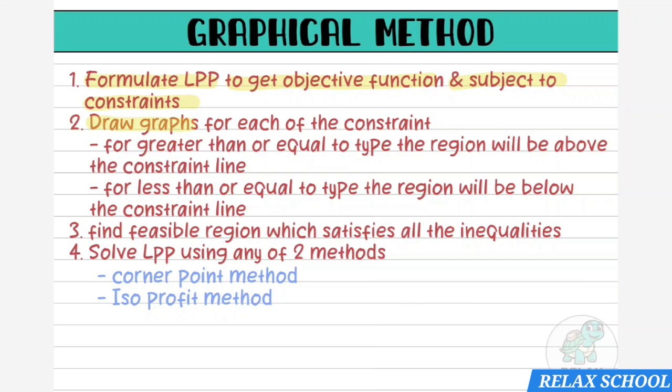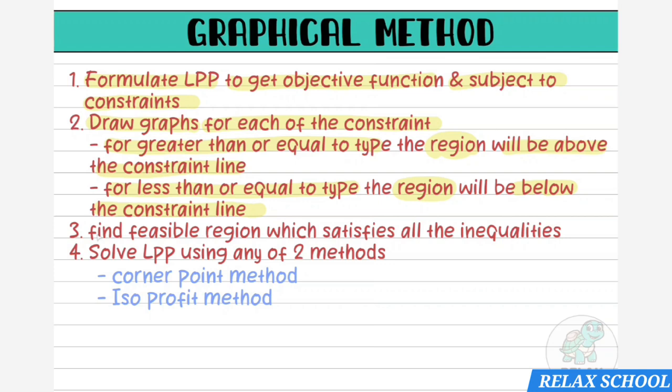The second step is to draw the graphs for each of the constraints. For greater than or equal to type, the region will be above the constraint line. For less than or equal to type, the region will be below the constraint line.